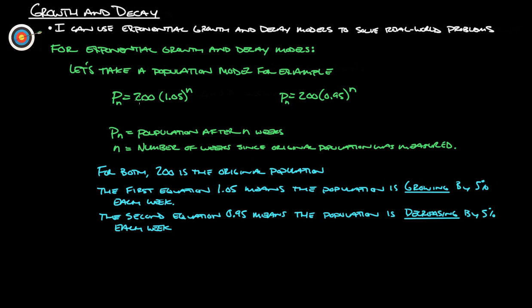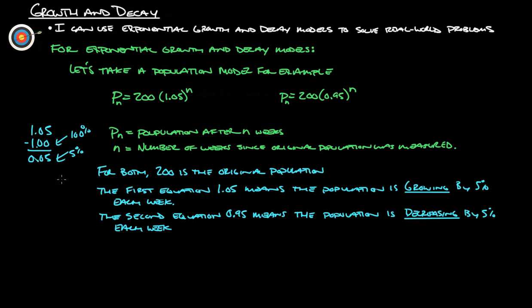So the original population is this, because if you put in 0 for n, for the number of weeks, this turns into 1, and 1 times 200 will give you 200. Same for both of those. Okay. The first equation, 1.05, means the population is growing by 5%, because what you always want to do to figure out your growth or decay rate is you take 1.05 and you subtract the original 1.00, because that's the original 100%. Okay, so this means that this is growing by 5% growth.